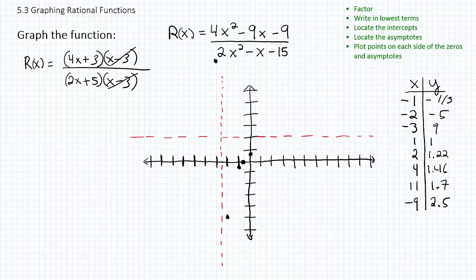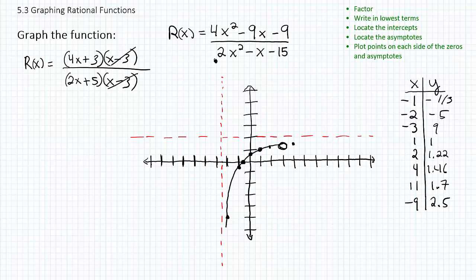Let's do 1, 1 now. Then we'll have 2, 1.2. You can see it's very slowly increasing. Then at 4, we're going to have 1.46, so not even 1.5 really, about there maybe. There's going to be a hole in the graph at 3, so I want to draw an open circle there. And what I can see happening here is I'm getting this kind of a shape.